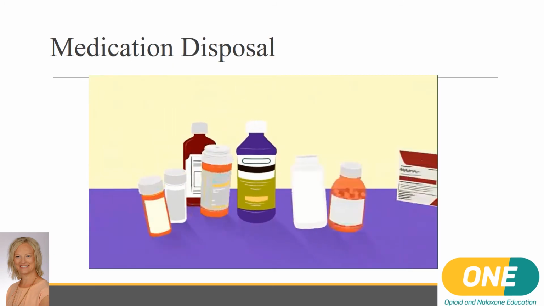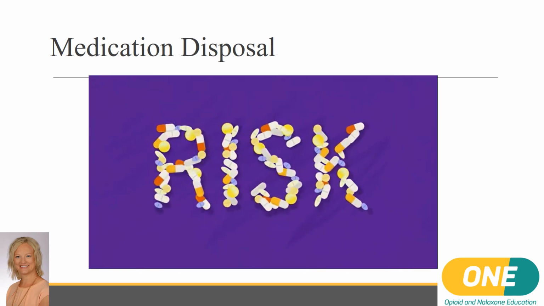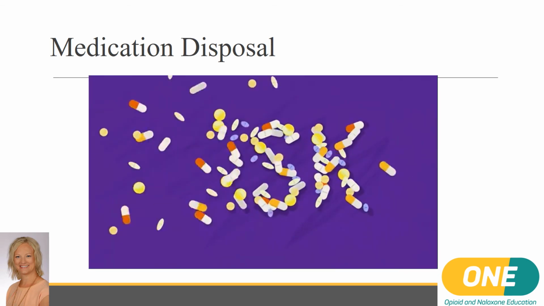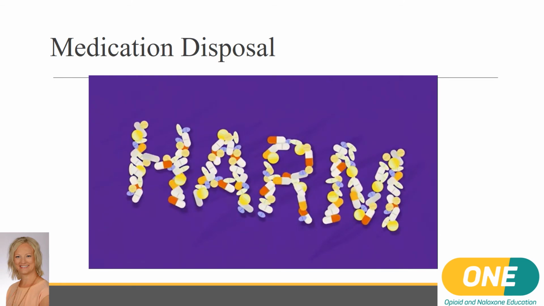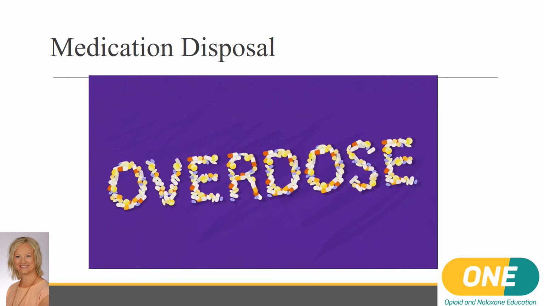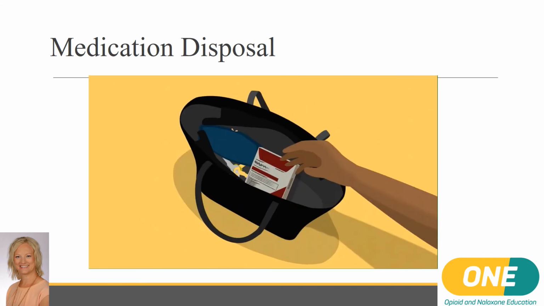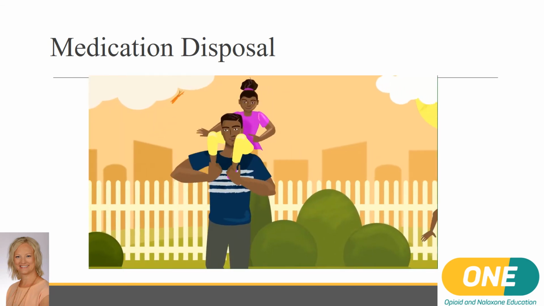Unused prescription opioid pain medicines can spell many things. Risk if they're taken by someone they weren't prescribed for. Harm if accidentally taken by a child or a pet. And overdose if they're not used as directed. They may be hiding in your home, in bathrooms, kitchens, or anywhere. Why put your family at risk?